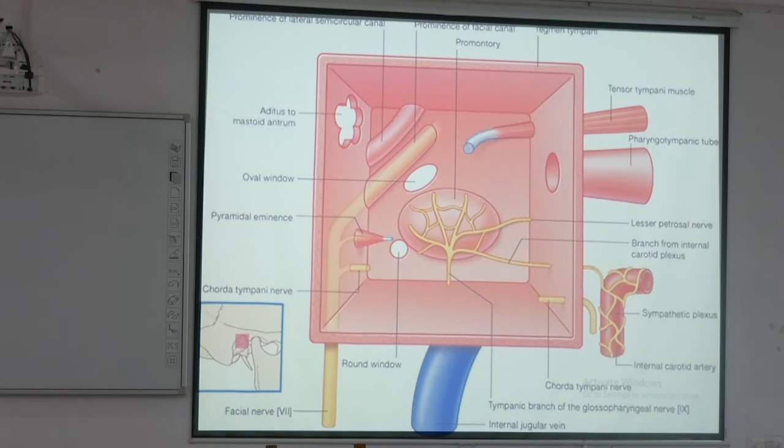Here sits the footplate of the stapes. Below it is a round hole. In here, there is the secondary tympanic membrane. In the promontory, we have the plexus of the nerve. We call it the tympanic plexus.